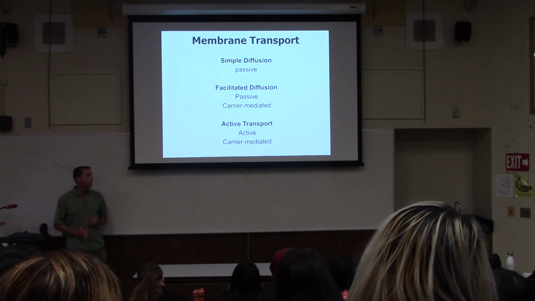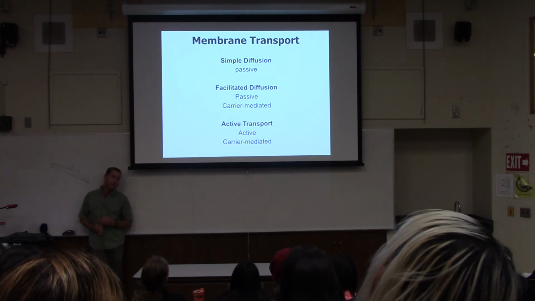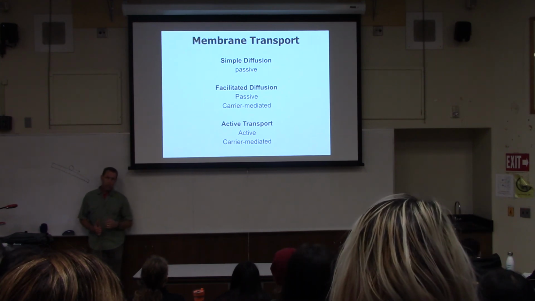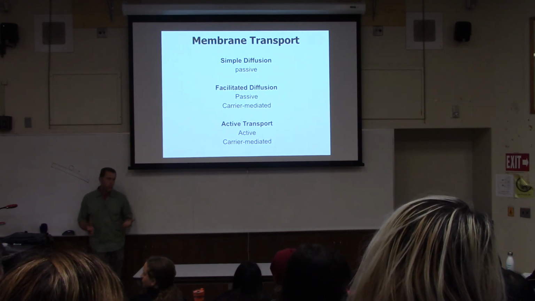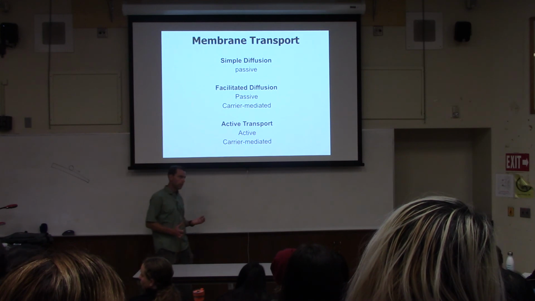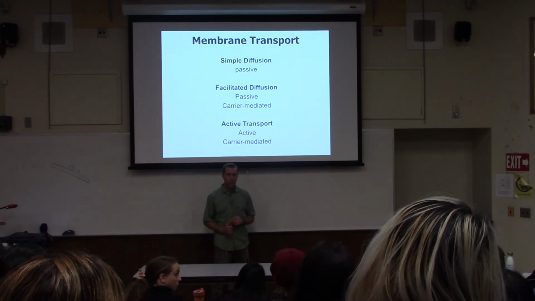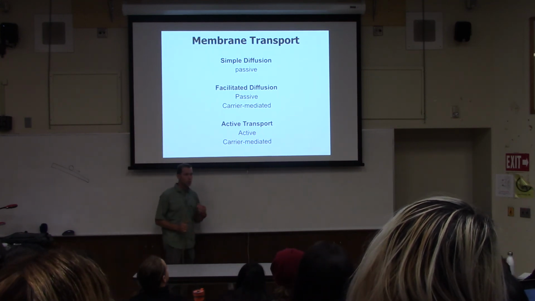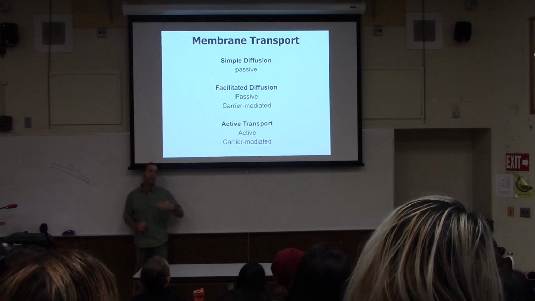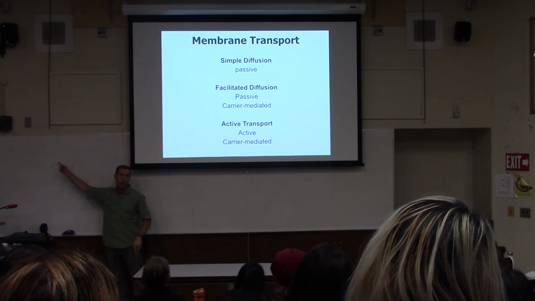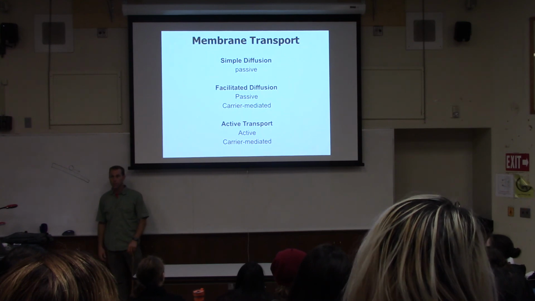So if you're trying to move things down a gradient, say from high concentration to low concentration, you're not going to use active transport. There's no point in applying energy to it. Right? It would go on its own if given the opportunity. So active transport is usually used to make the gradients. It's going to move things up the gradient. It's going to push that ball back up the hill so we can let it roll down another time.